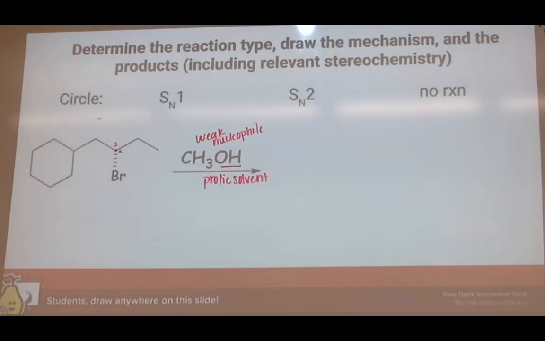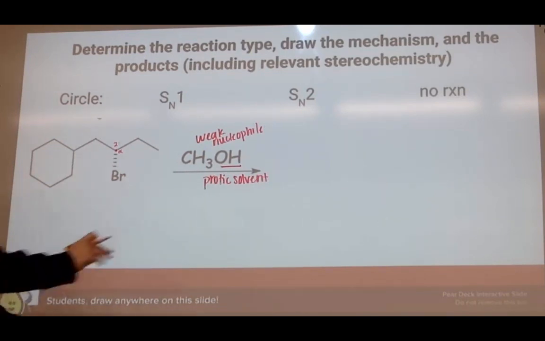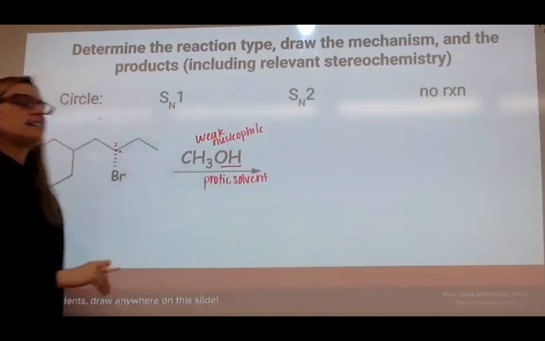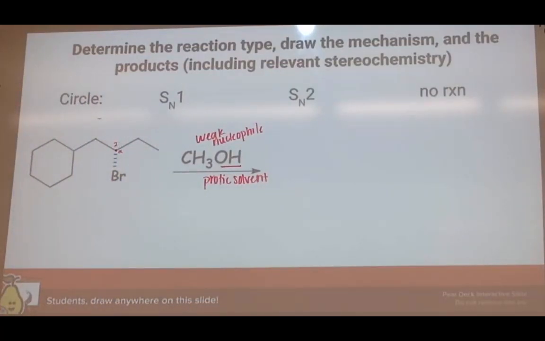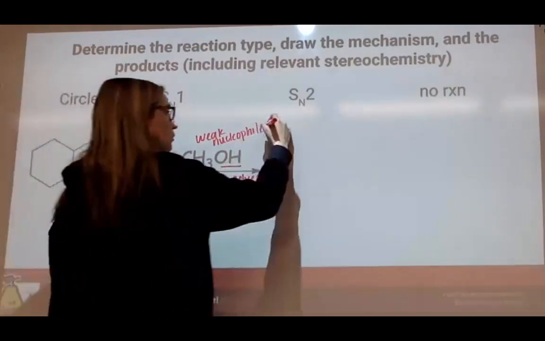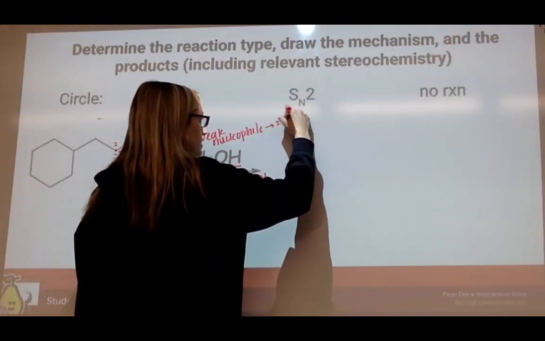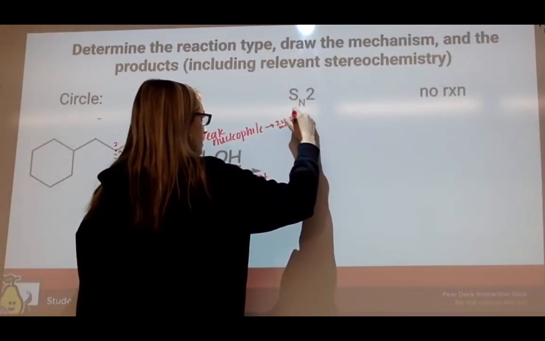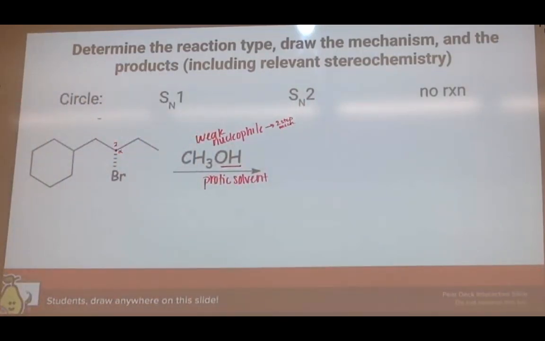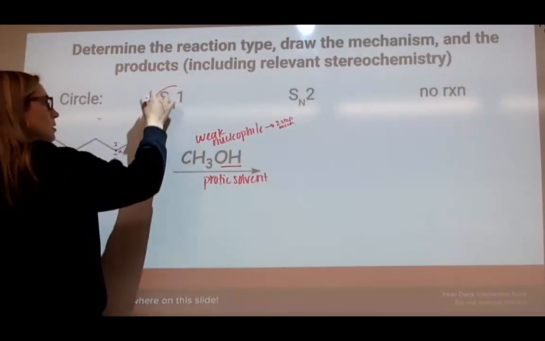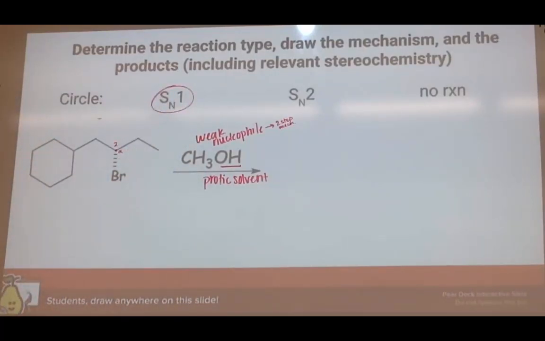Now, weak nucleophiles cannot attack in a single-step mechanism because they do not have the strength. So if there's a weak nucleophile, it's going to have to be a two-step mechanism. Protic solvent favors that process. So which type of reaction is two steps, SN1 or SN2? SN1. So this is going to proceed via an SN1 mechanism.